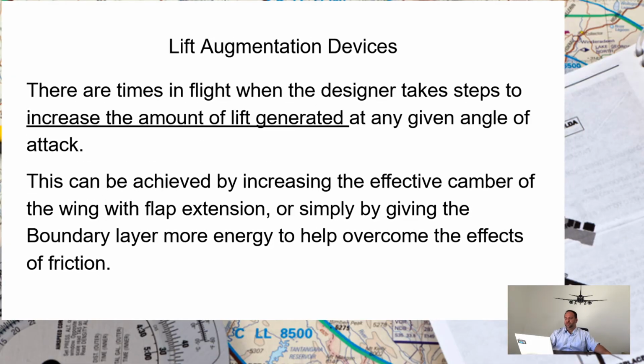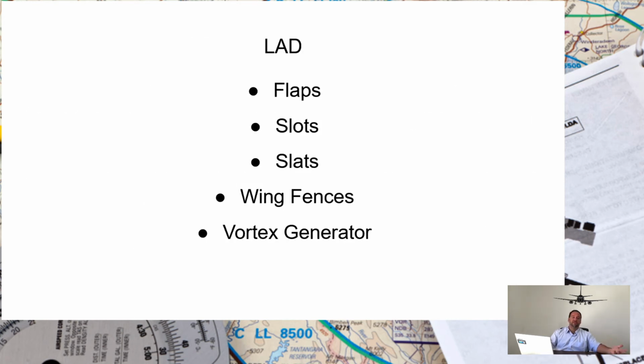Lift augmentation devices. I like this name, lift augmentation devices. There are times in flight when the designer takes steps to increase the amount of lift generated at any given angle of attack. This can be achieved by increasing the effective camber of the wing with flap extension, or simply by giving the boundary layers more energy to help overcome the effects of friction. Lift augmentation devices: the flap, slots, slats, wing fences, and vortex generator.